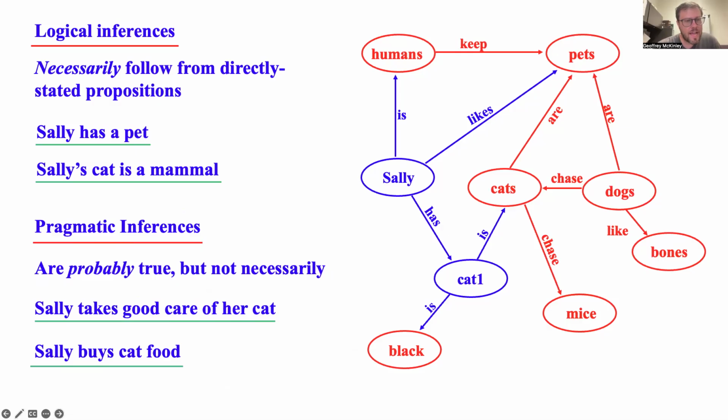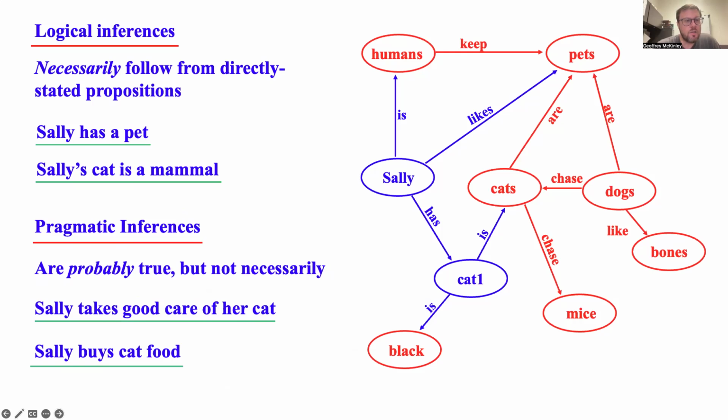But then there are pragmatic inferences. These are things that are probably true, but not necessarily. So we might say that Sally takes good care of her cat. That's an inference that we've made. It doesn't necessarily follow, but it seems like it should, right? If Sally likes pets, and she has a cat, then presumably she would take care of that cat, right? But it doesn't necessarily follow. That's the point. She might not take very good care of her cat.